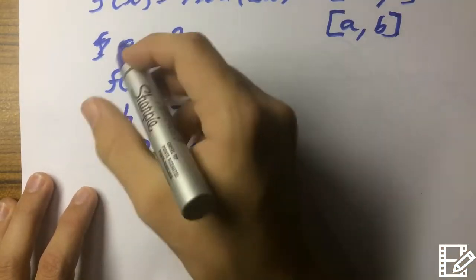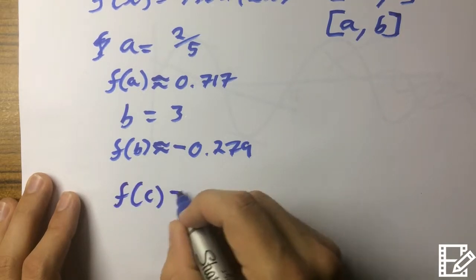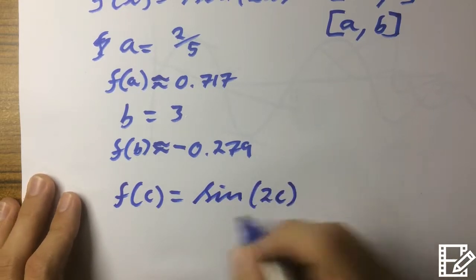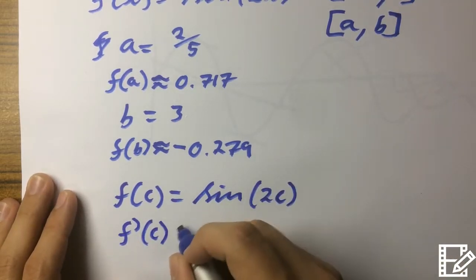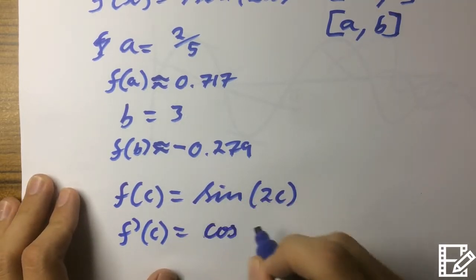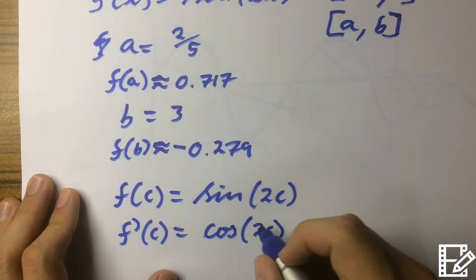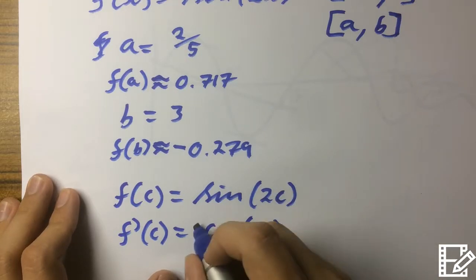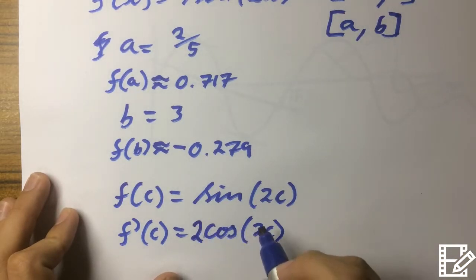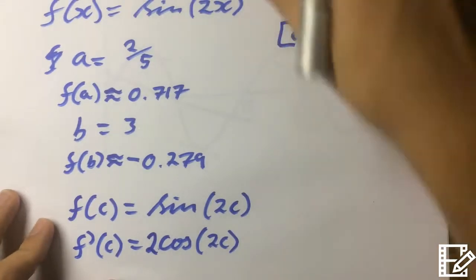Anyway, so now we have this. Now we're going to replace x with c to find the function of c, which will be sine 2c. And now we differentiate that to find the derivative of f of c. The derivative of sine is cosine, and the inside stays the same, and then you multiply it by the derivative of the inside, which is 2, so I'm just going to put the 2 out the front to save the trouble. So it's 2 cosine 2c, and that there is our derivative of f of c.